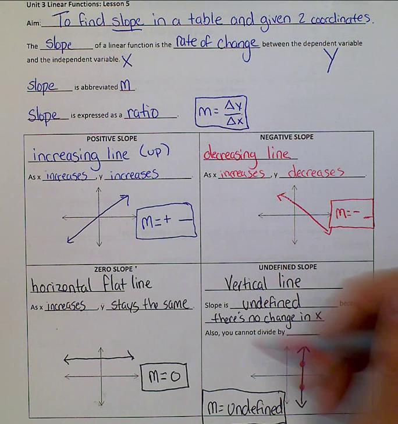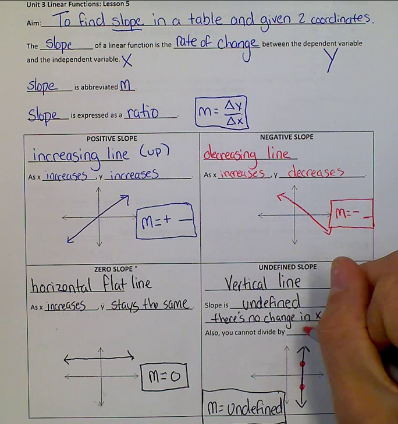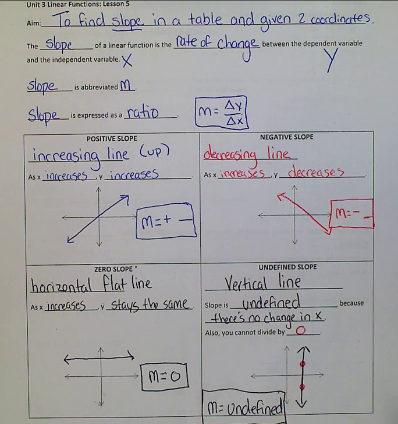And if we remember, you can never, ever, ever divide by 0. You cannot divide by 0. 5 divided by 0, you can't think of a number. So we consider these vertical lines having an undefined slope. No change in x, you can't divide by 0, therefore the slope is undefined.